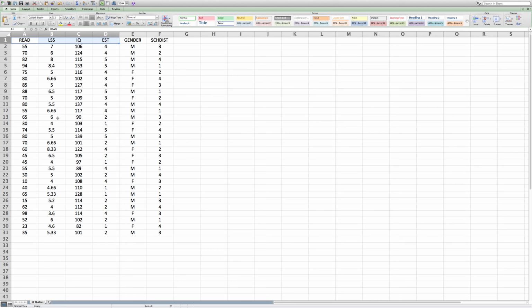And the intent is going to be to predict read from LSS, IQ, and EST. So read is going to be the Y, and we're going to come in and choose our X's. This will be X1, X2, and X3. So we have a 3 predictor model.